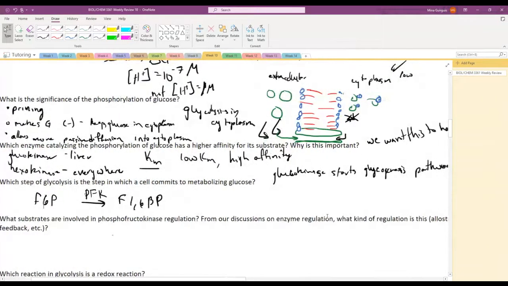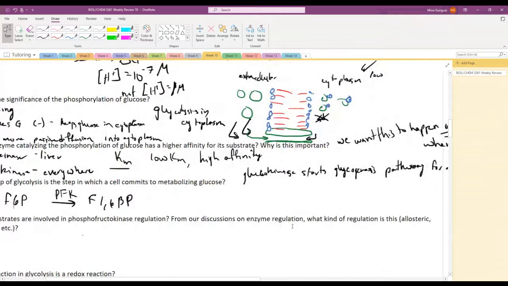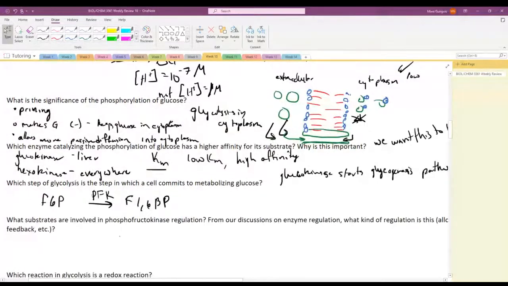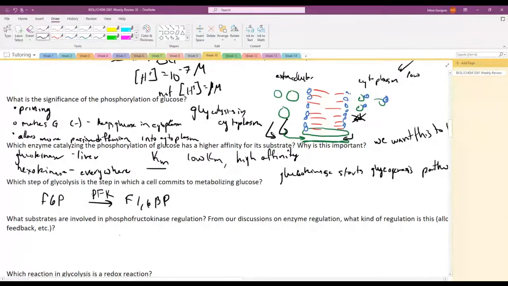And as you can see in the next question, number 5, let me repeat that. What substrates are involved in PFK regulation? From our discussion on enzyme regulation, what kind of regulation is this? Is it allosteric? Is it a feedback loop, etc.? So let's start off with the first one, ATP.